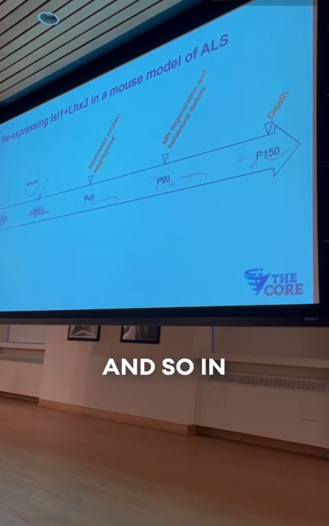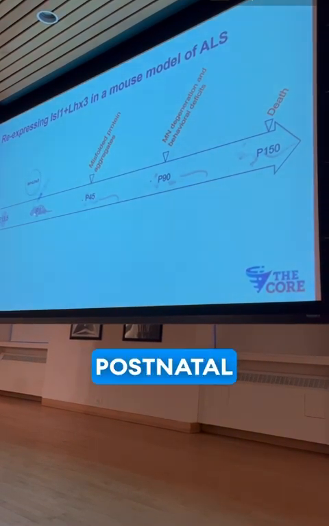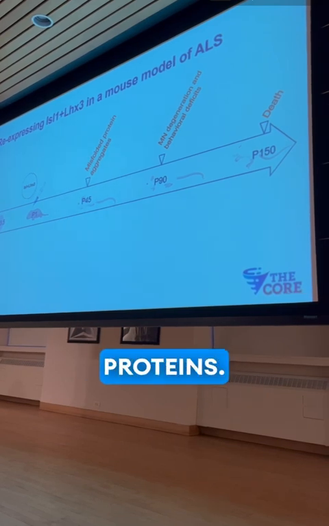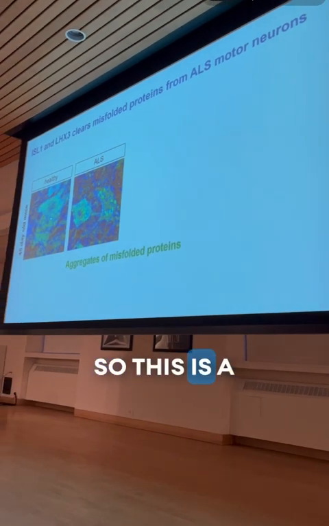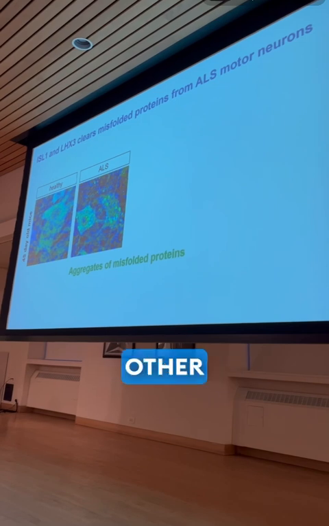And so in the first set of experiments, we injected the virus at postnatal day 1 and then asked whether we can see any changes in these misfolded proteins. And so this is now looking at very high magnification. This is a cell body of one motor neuron. This is the nucleus. This would be another motor neuron, another motor neuron.